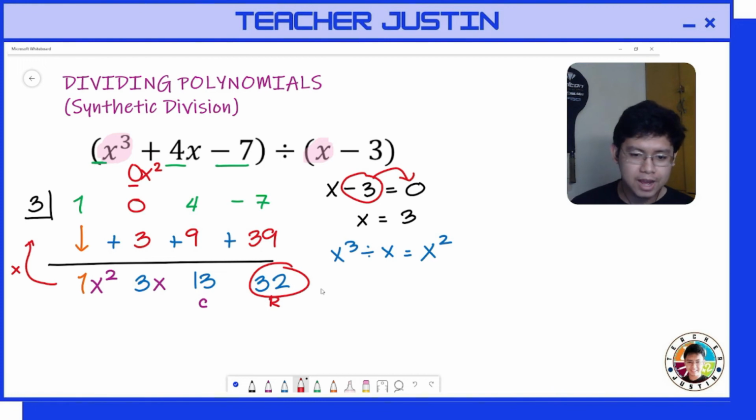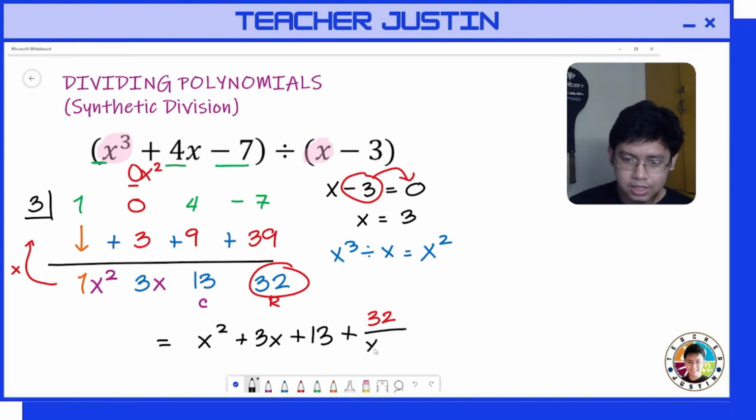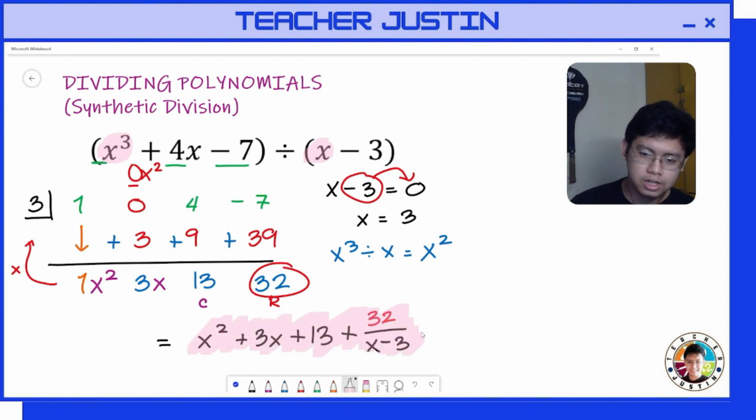Now let's write our final answer. So we will just copy. We will start with x squared, then positive 3x, then positive 13. Now let's add our remainder. So our remainder is 32, and it is divided by our divisor x minus 3. And that will be our final answer. Ta-da! Alright. And that is it.